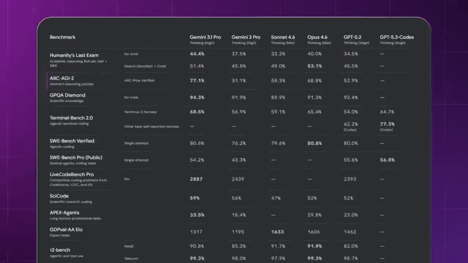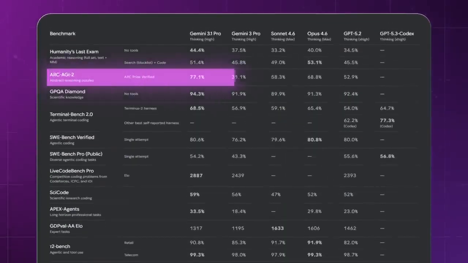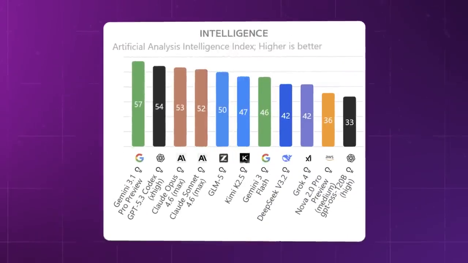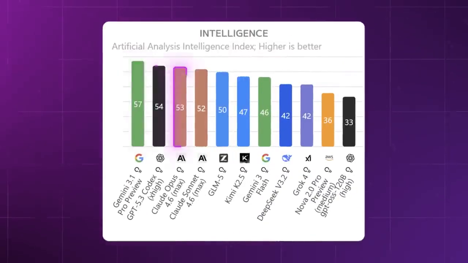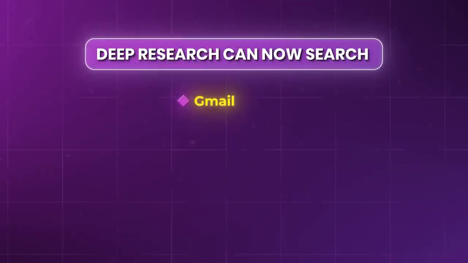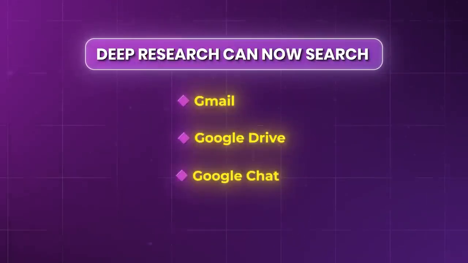The reason the report quality is this high is because Gemini 3.1 Pro's reasoning scores jumped from 31% to 77% in a single update, and independent testing ranks it number 1 overall right now, ahead of both Claude and ChatGPT. What's new since the last version is that Deep Research can now search your Gmail, Google Drive, and Google Chat alongside the open web, so it can pull internal documents and combine them with public research in the same report.